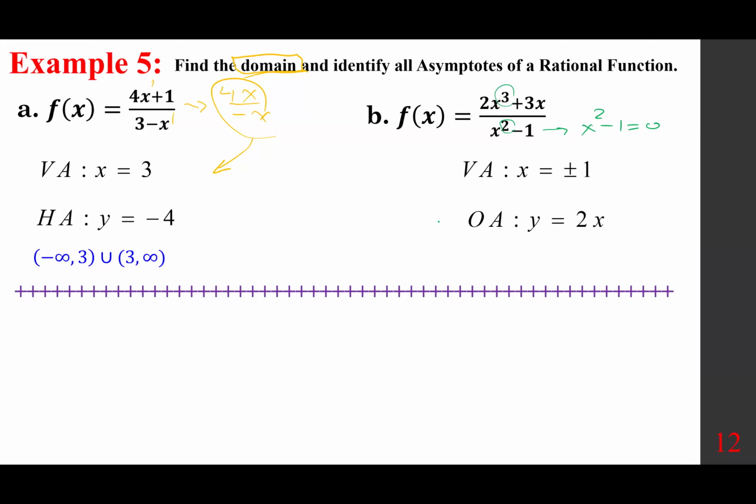So this one, class, I'd like you to do afterwards on your own. But y equals 2x is the oblique asymptote. You can try it, you'll see that. That's all there is to it.